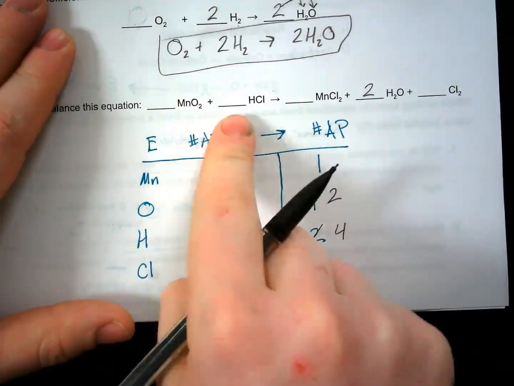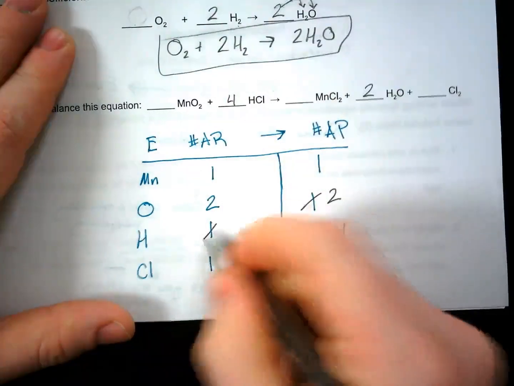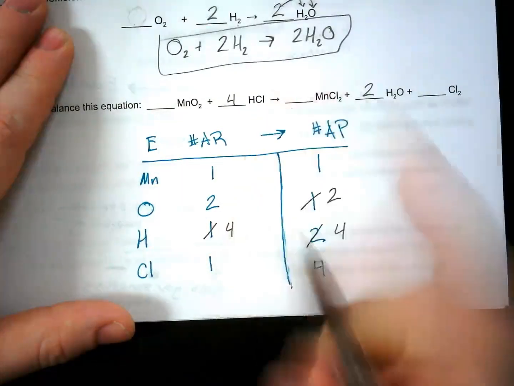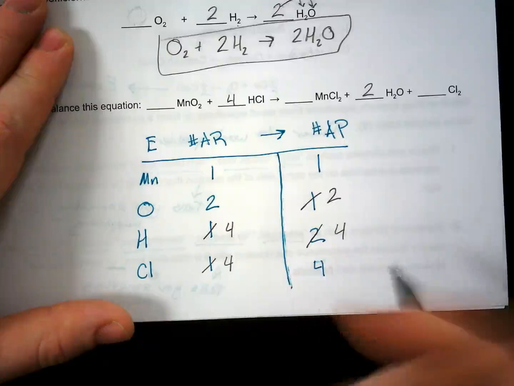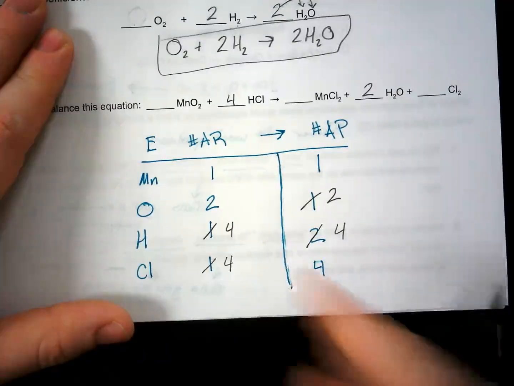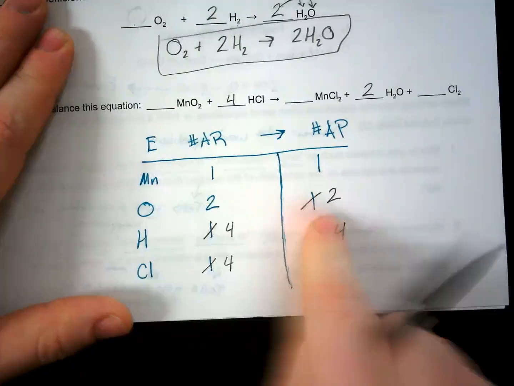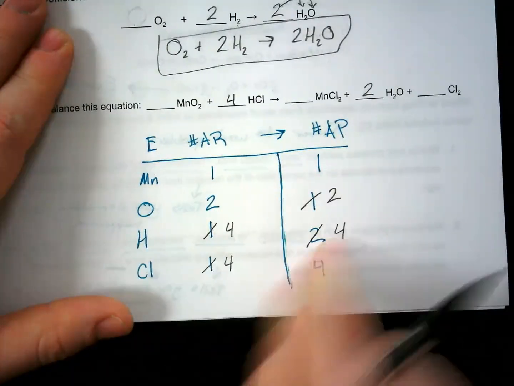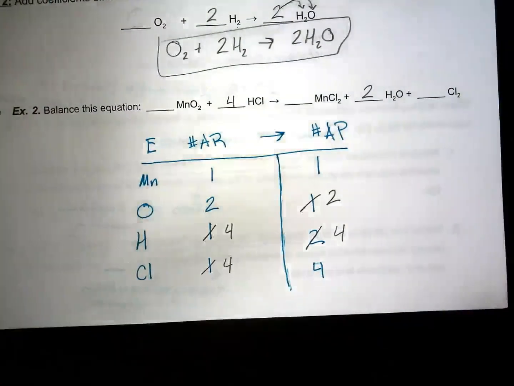So now I need to fix my hydrogen. So let's just add a 4 to fix my hydrogen. So now my hydrogen's good, but it's also affecting my chlorine. And now I got to change my chlorine. And in this case, it just so happens that that works out perfectly. So now I've got 1 manganese on each side. I've got 2 oxygens on each side. I've got 4 hydrogens on each side. I've got 4 chlorines on each side. I have a balanced equation.